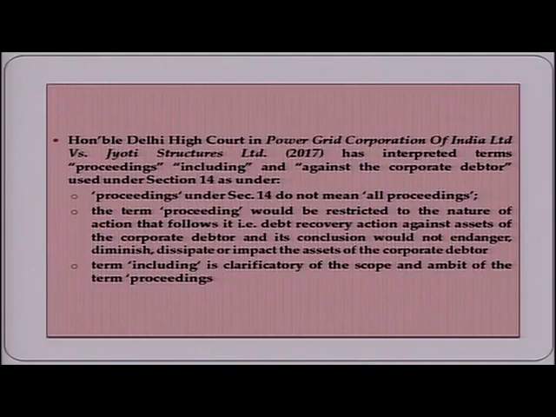The second case is Power Grid Corporation of India versus Jyoti Structures Limited, and in this case the Delhi High Court had interpreted the terms "against the corporate debtor" and "proceedings". It made the observation that proceedings under Section 14 do not include all proceedings. Only those proceedings which are not beneficial to the corporate debtor will be covered under the moratorium. Such actions which endanger, diminish, dissipate or impact the assets of the corporate debtor are to be included under Section 14, and such legal proceedings which are for the benefit of the corporate debtor are not to be included under Section 14 of the Code.